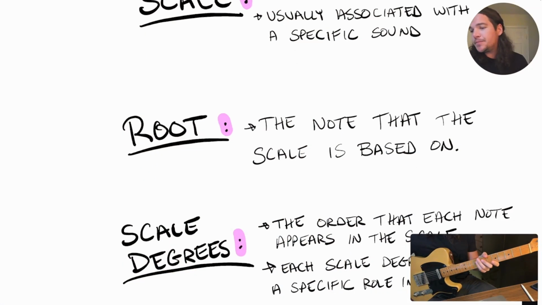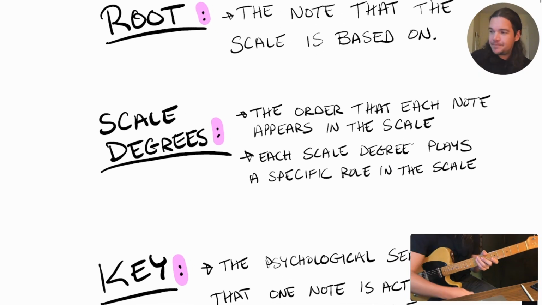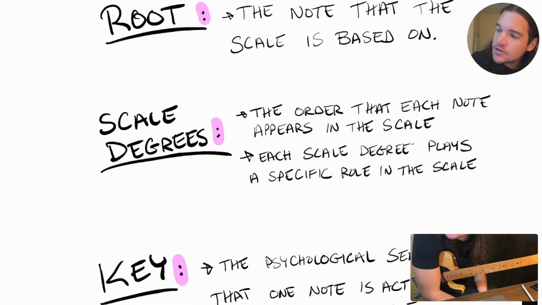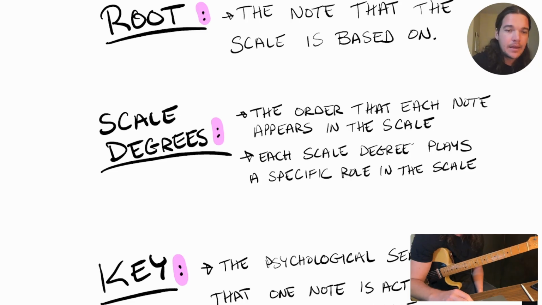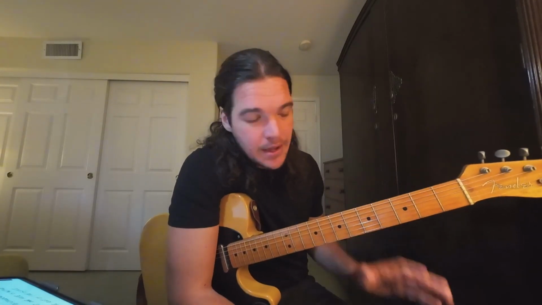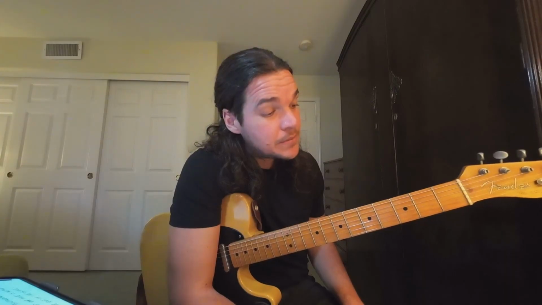Let us continue. Scale degrees are the order that each note appears in the scale. Another thing that's important to note is that each scale degree plays a specific role within the scale. Again, we're not going to talk too deeply about scale degrees today. I may have to make another video about that sometime else.